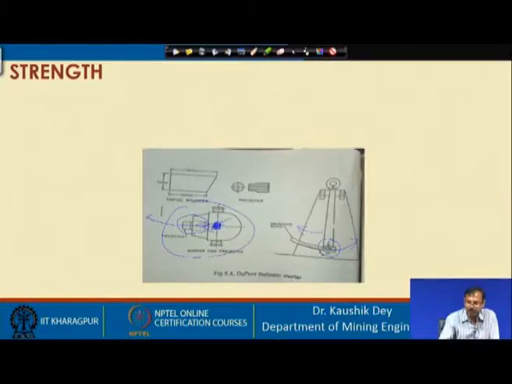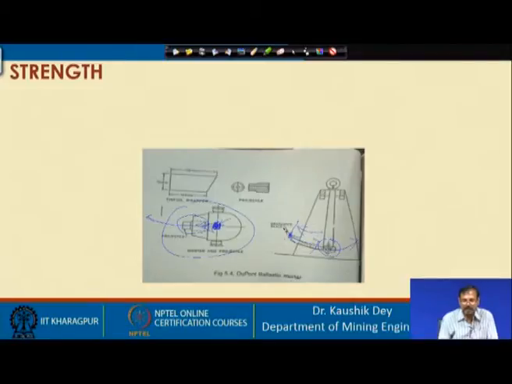There is a mark on the pendulum which, when it reaches the final position, stays at that position, and that point is marked on the scale. This is the scale which gives us the angle of oscillation. So, the maximum oscillation angle is monitored and measured on the scale.